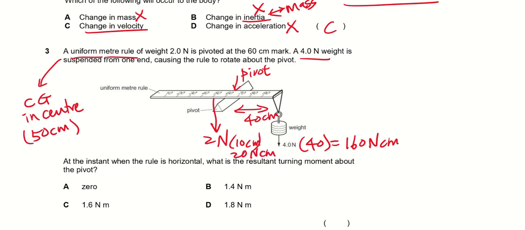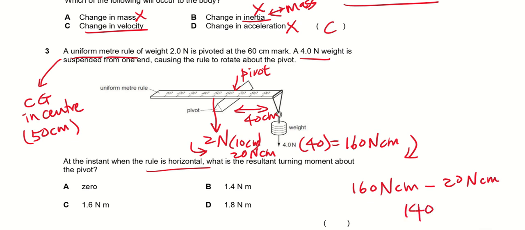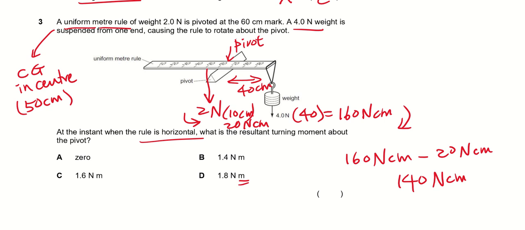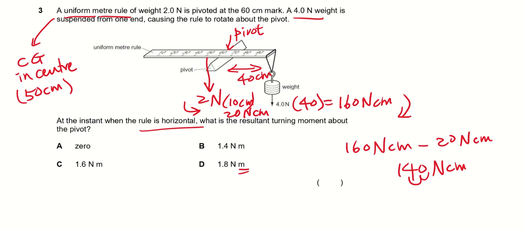Now at the instant when the ruler is horizontal, what is the resultant turning moment? This one is clockwise, this is going to be anti-clockwise. We take the larger moment, 160 Newton cm, subtract the smaller moment, and we get 140 Newton cm. The answers are all in Newton meter, so I need to divide by 100, so the answer will be B.